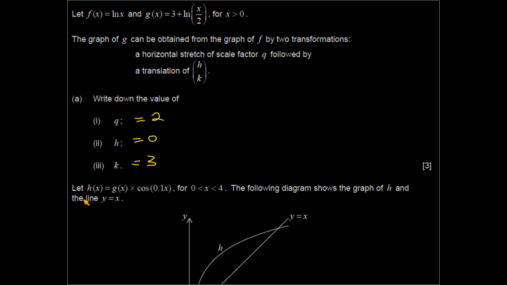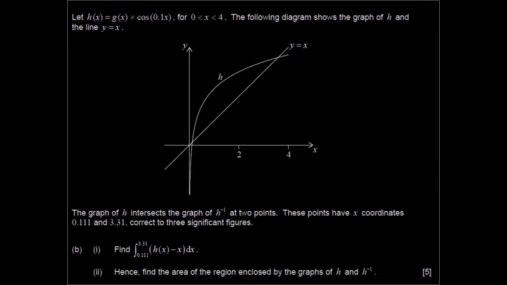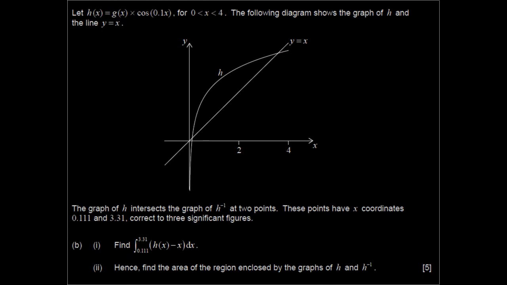All right, so the next part of the question says that h of x equals g of x multiplied by cos of 0.1x for x between 0 and 4. The following diagram shows the graph of h and the line y equals x. So we'll scroll down so we can see that. Okay, and then we've got our graph here. It says the graph of h intersects the graph of h inverse at 2 points. These points have x coordinates 0.111 and 3.31, correct to 3 significant figures.